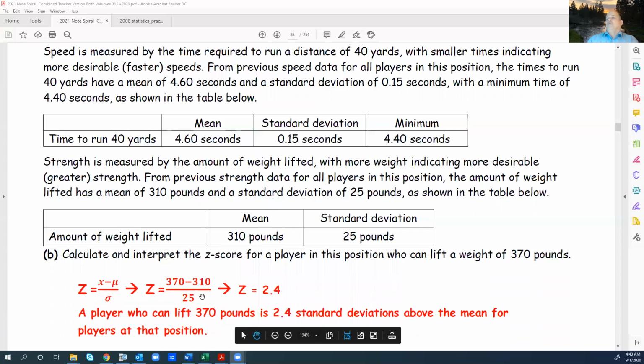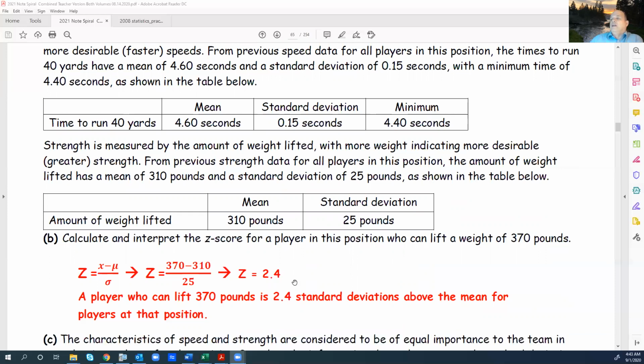So, writing our formula, z equals x minus mu over sigma, we show our work. The average was 310, the standard deviation was 25, and the value lifted was 370. And sure enough, we ended up with a positive z-score of 2.4. So a player who can lift 370 pounds is 2.4 standard deviations above the mean for what? For players at that position. So relative to other players, this is a fairly strong guy or lady at 2.4 standard deviations above the mean.